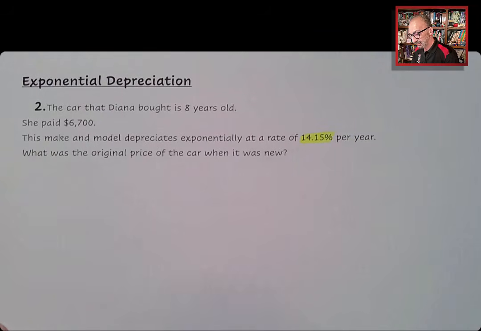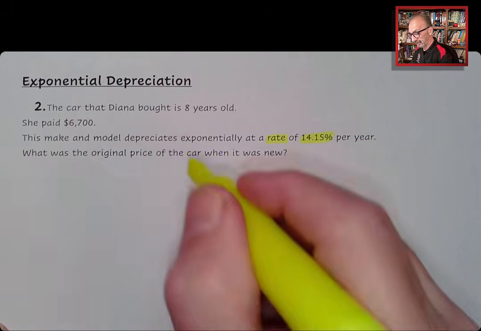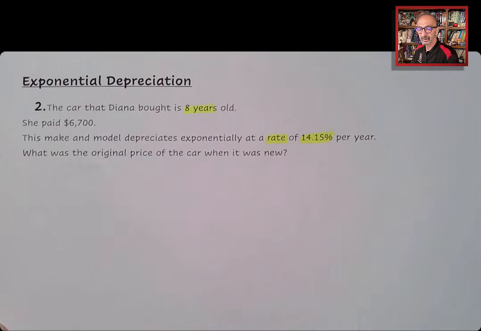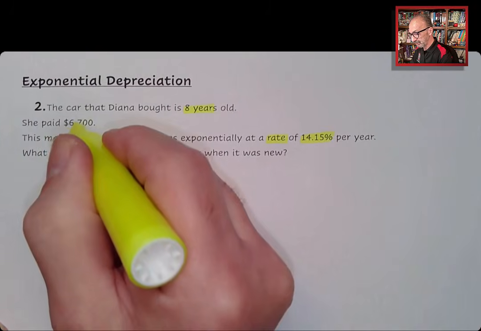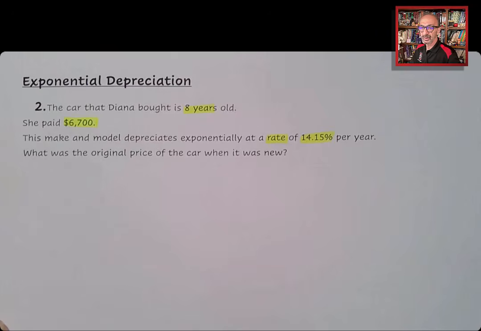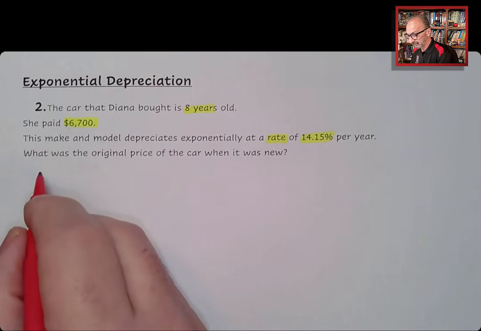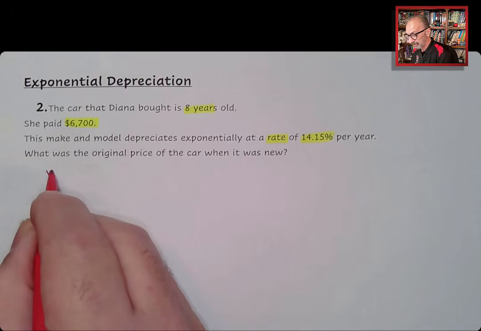That's called the depreciation rate. And we know that we have 8 years, the age of the car, and she paid this much. We need to know what was the original price. To do that, we're going to use the formula y equals a times b to the x, but let's find b first.